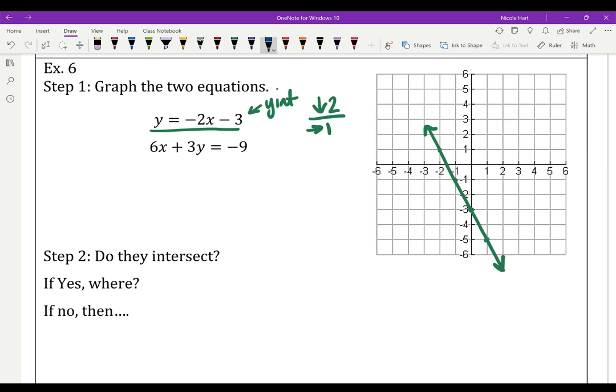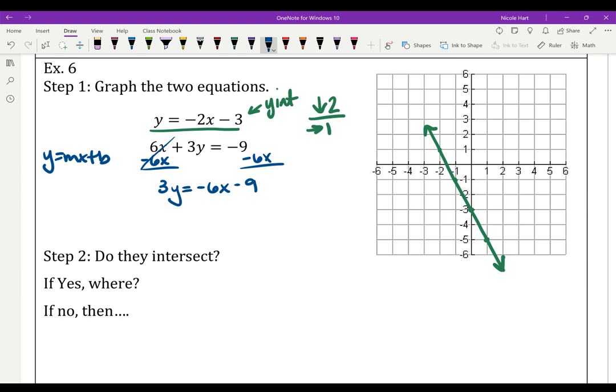Now, my second equation says 6x plus 3y equals negative 9. This is not in slope-intercept form, so it's going to be a little more difficult. We're going to need to turn it into slope-intercept form, which is y equals mx plus b. So I am going to first start by moving the x to the right-hand side by subtracting 6x from both sides. So we have 3y is equal to negative 6x minus 9.